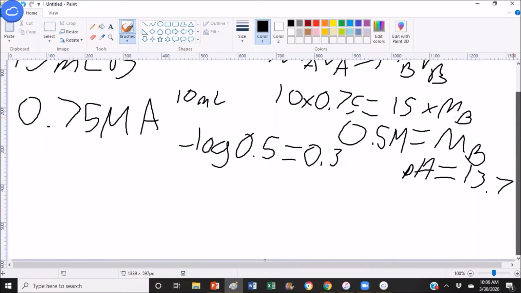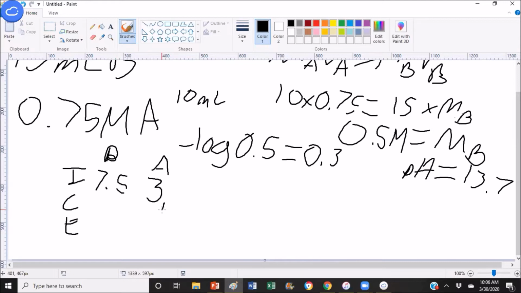Okay, next step, 5 mL. So it's an ICE table, I, C, E. There's our base, here's our acid. With 15 mL of base at 0.5 molar, the moles of base would be 7.5. At 5 mL of acid at 0.75 molar, the amount of acid is 3.75. Where are you getting this from? M of acid times V of acid, so 5 and 0.75.